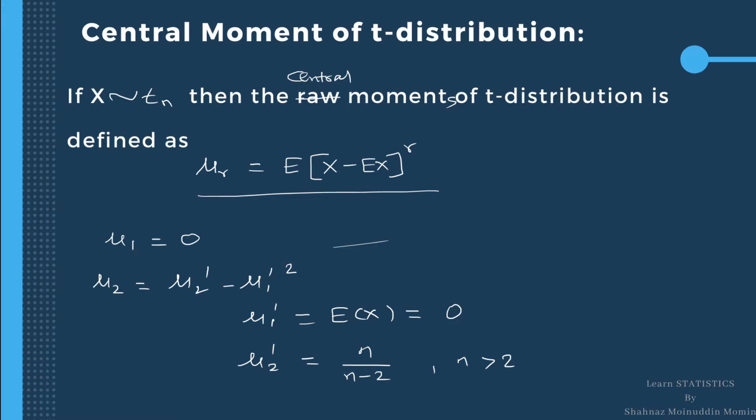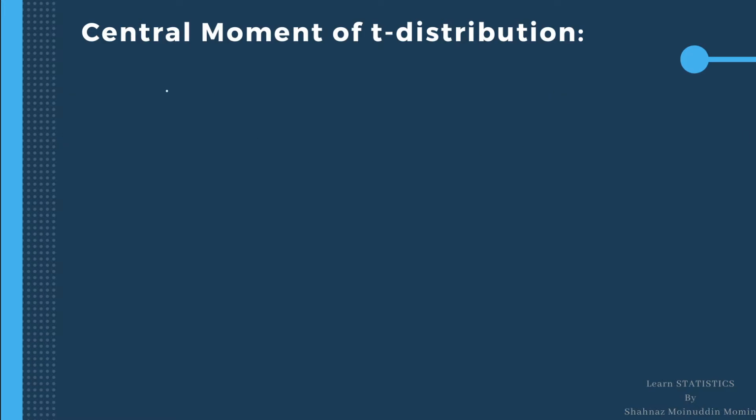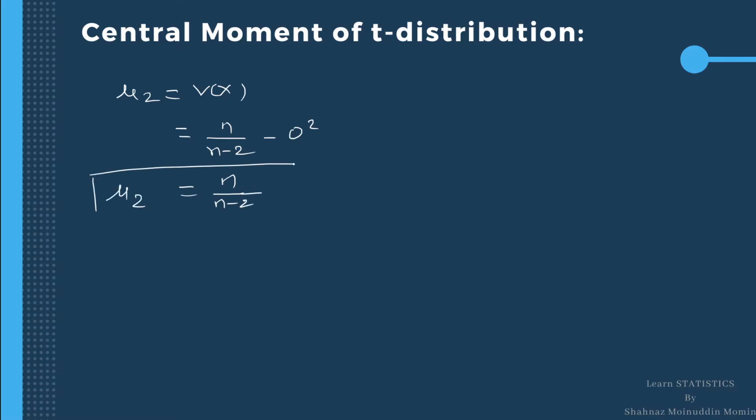By substituting the value of mu1 dash and mu2 dash in mu2, we get the second central moment mu2, which is nothing but the variance of x, equal to n divided by n minus 2 minus 0 square, which is equal to n divided by n minus 2. This is the value of second central moment mu2 for n greater than 2.